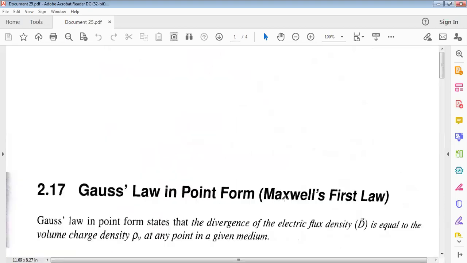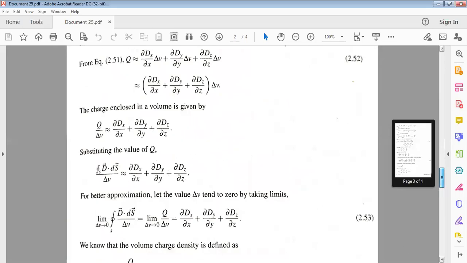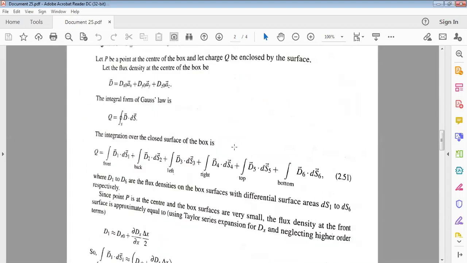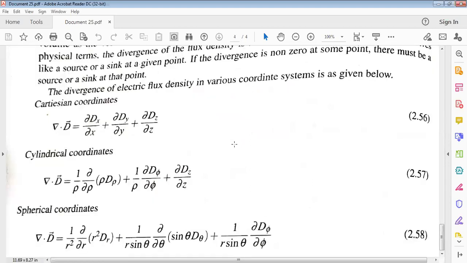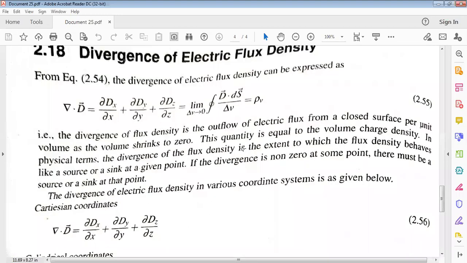Gauss law in point form and Gauss law in integral form. And this is the definition of divergence. Are you clear? What we learned in today's class: Gauss law in integral form and Gauss law in point form.